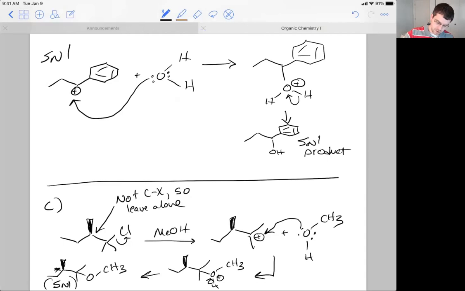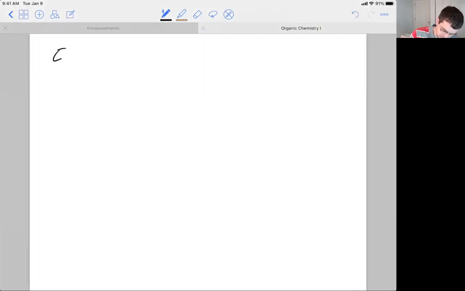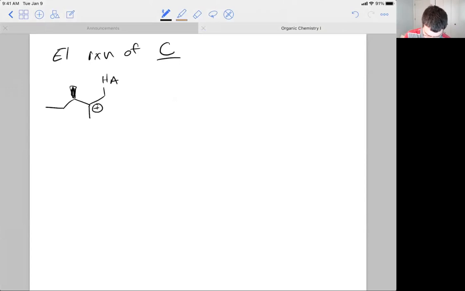Okay, so E1 reaction of C. Now what we're going to do is redraw our carbocation intermediate and consider the vicinal hydrogens that are nearby. And so the vicinal hydrogens are A, and actually if you go down here, this is also A, so we only have to do one of them. And then we have B. Now B is at a stereocenter, which makes this awkward, but let's lose A first.